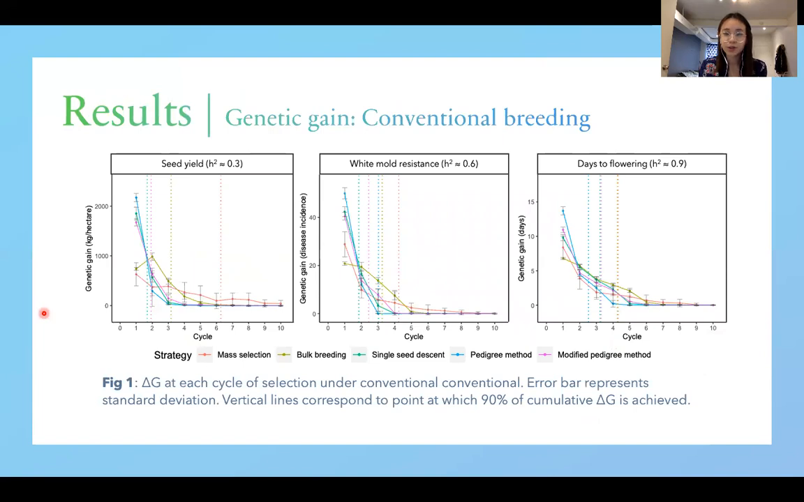On to the results. So this figure shows the genetic gain over 10 cycles. The vertical lines represent the point at which 90% of cumulative genetic gain has been achieved. So based on these figures, single seed descent, pedigree method, and modified pedigree method resulted in 90% of cumulative genetic gain in the fewest amount of cycles. Mass selection and bulk breeding took longer, and we can see that this is especially true with low heritability traits such as seed yield.